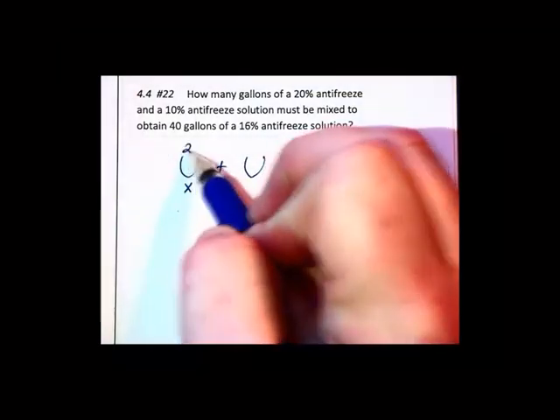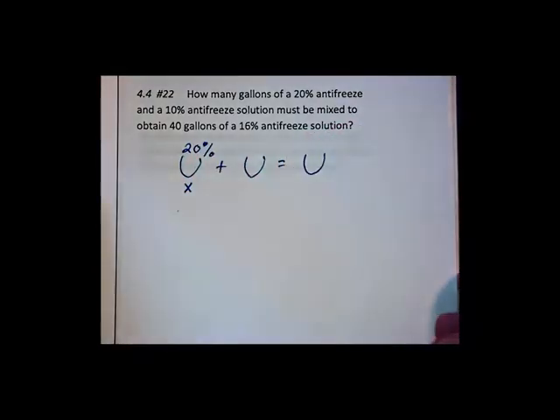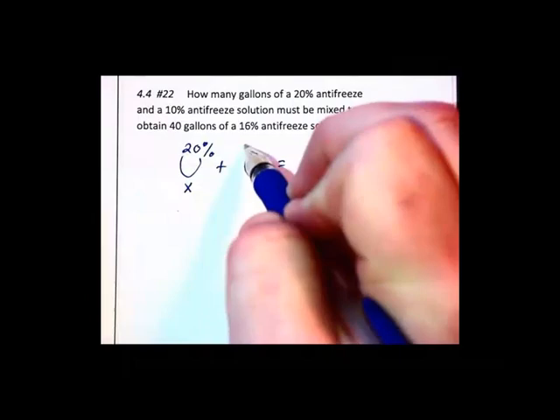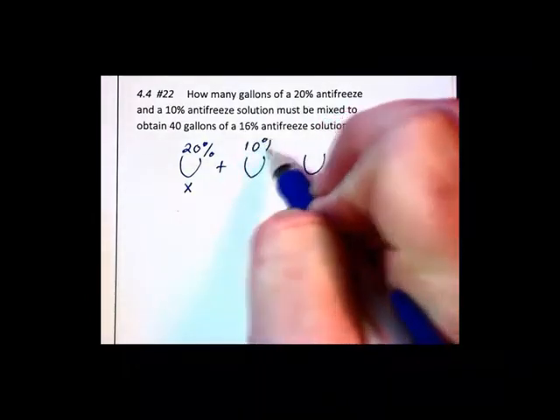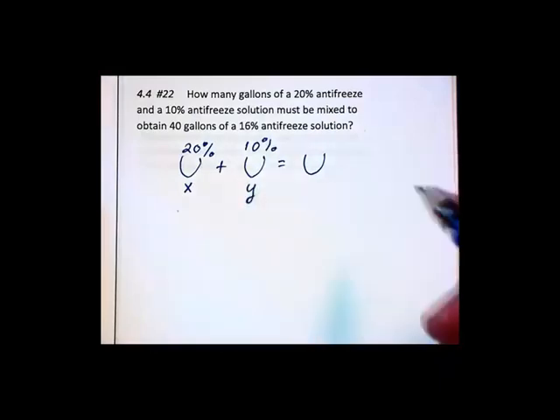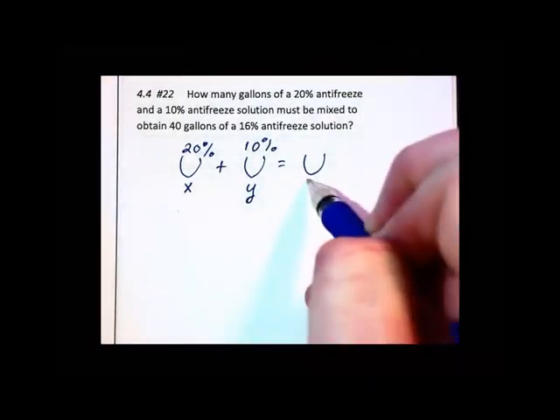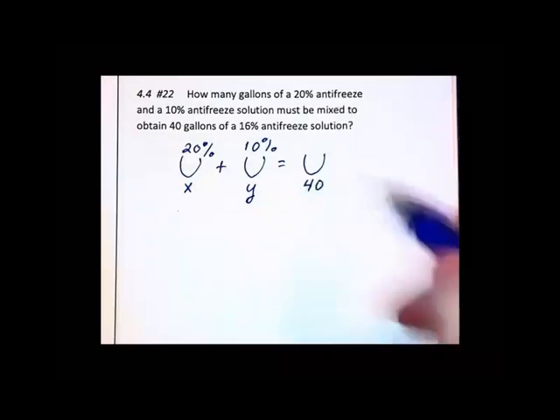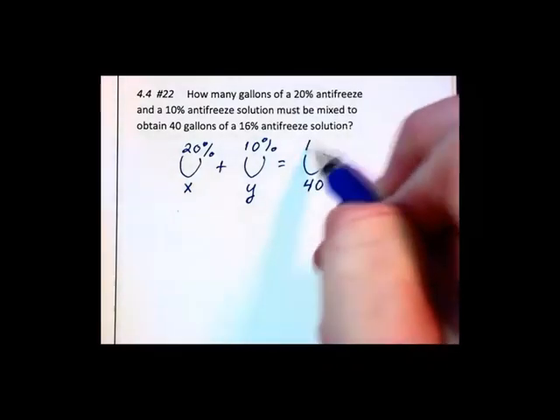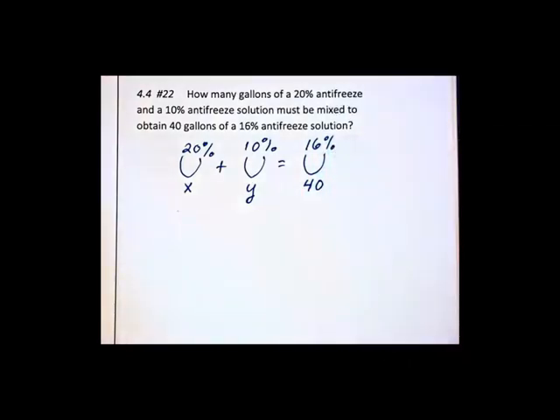Of a 20% antifreeze, I put prices and percents on the top there. And a 10% antifreeze, that will be the other thing I'm mixing together. I don't know how much of that either. There's my y. Must be mixed together to obtain 40 gallons, that's my total amount down on the bottom, of a 16% antifreeze.